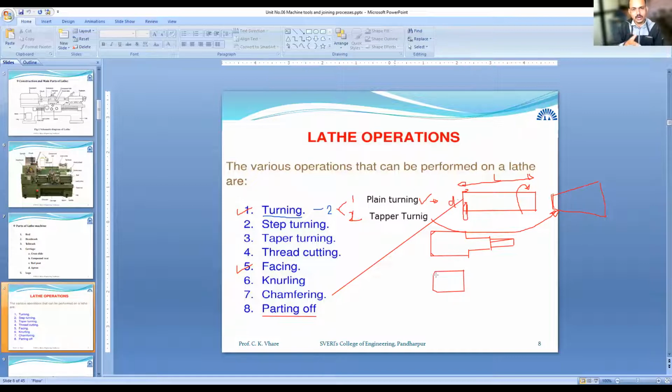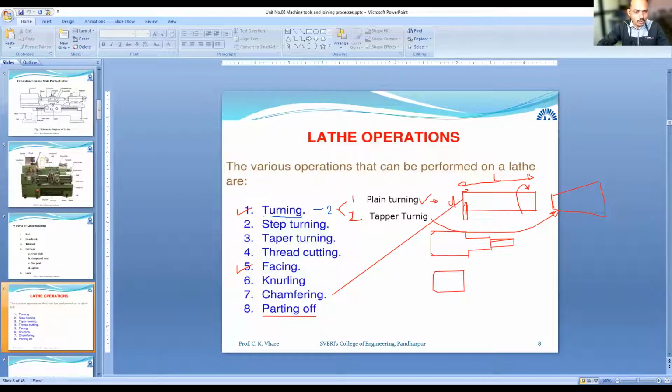Okay, all these terms are new for you, but please remember all of them, because these operations are very important. Out of these, two operations are included in our syllabus, and these are turning and facing. Did you understand this? Yes, sir. So we will see a video of these operations.